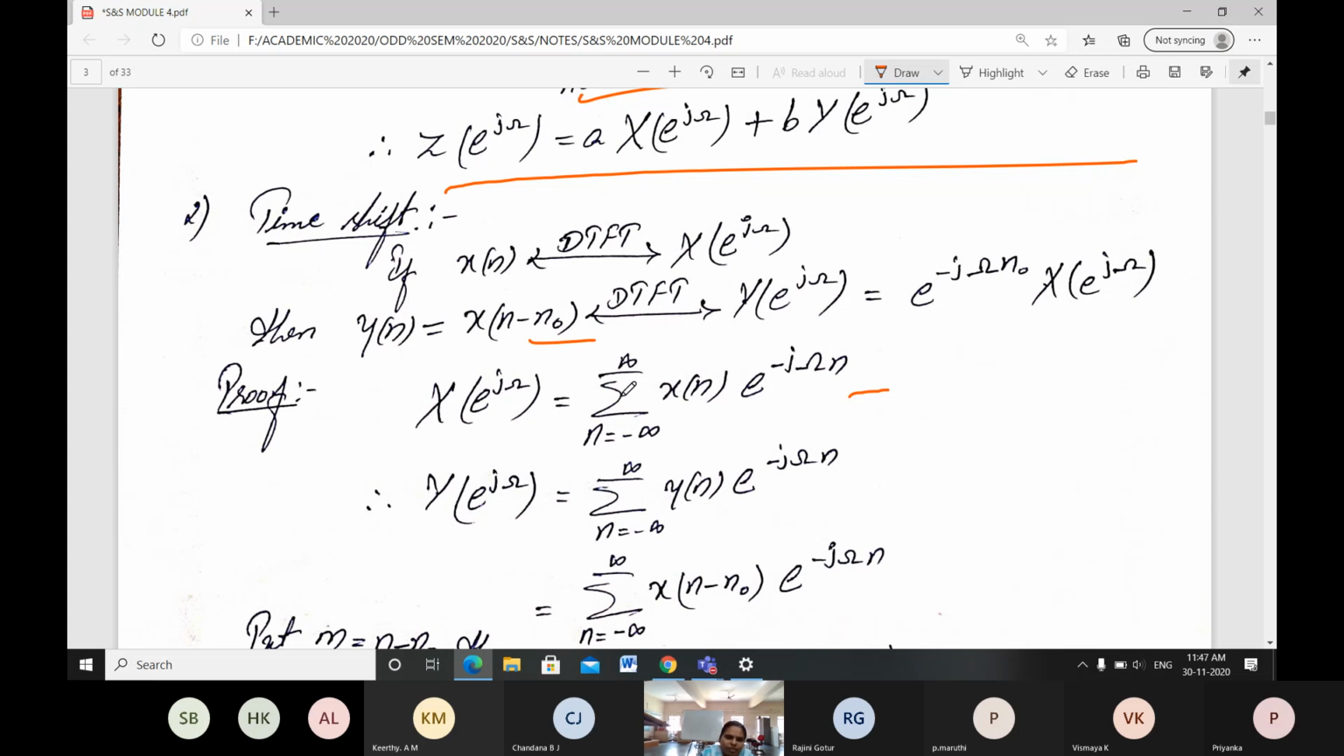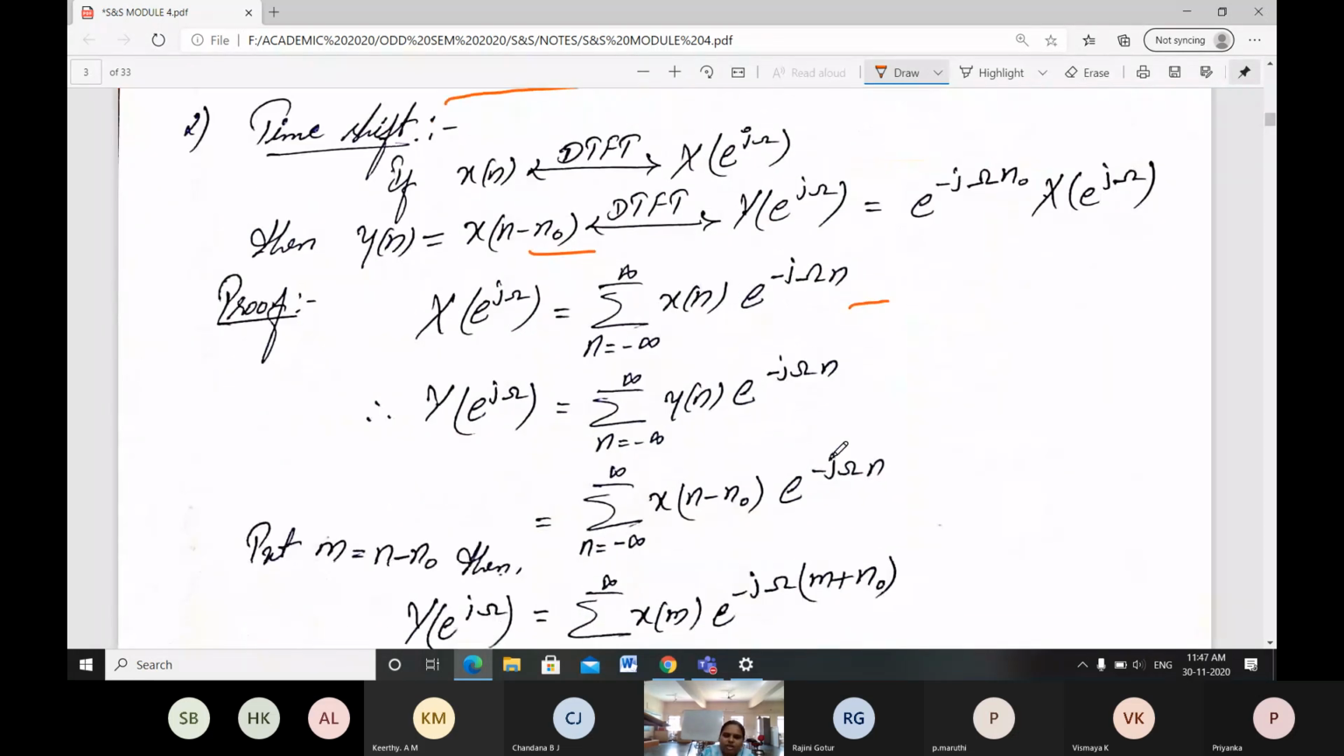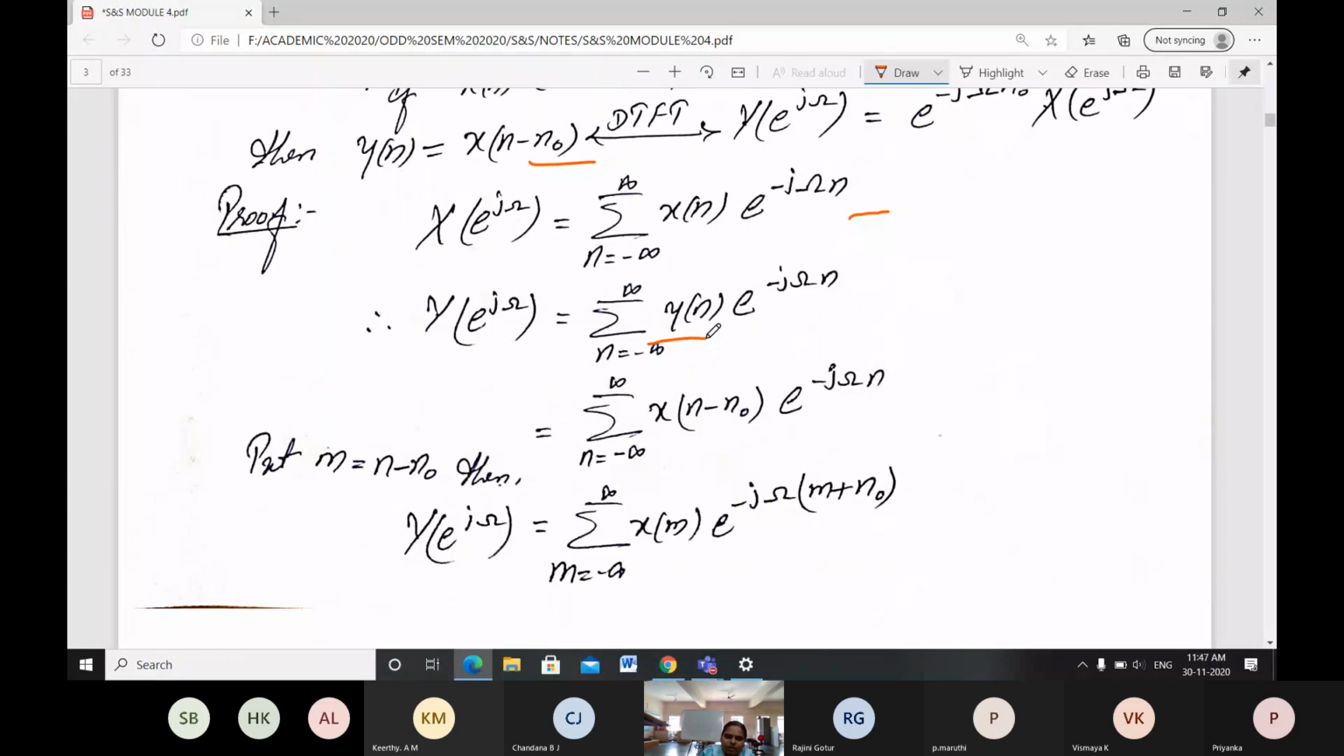What is our Y of e raised to j omega? It is going to be summation n equals minus infinity to plus infinity y of n e raised to minus j omega n. Therefore, what is y of n? That is nothing but x of n minus n naught, that you have to substitute.